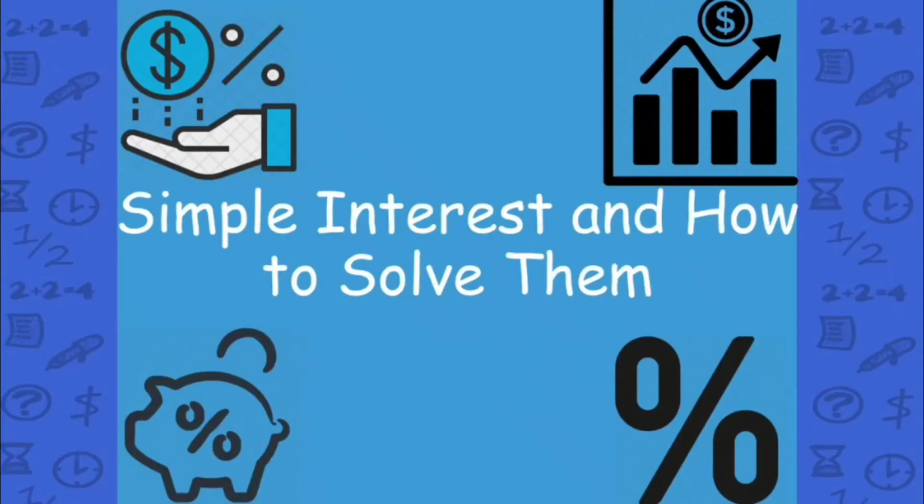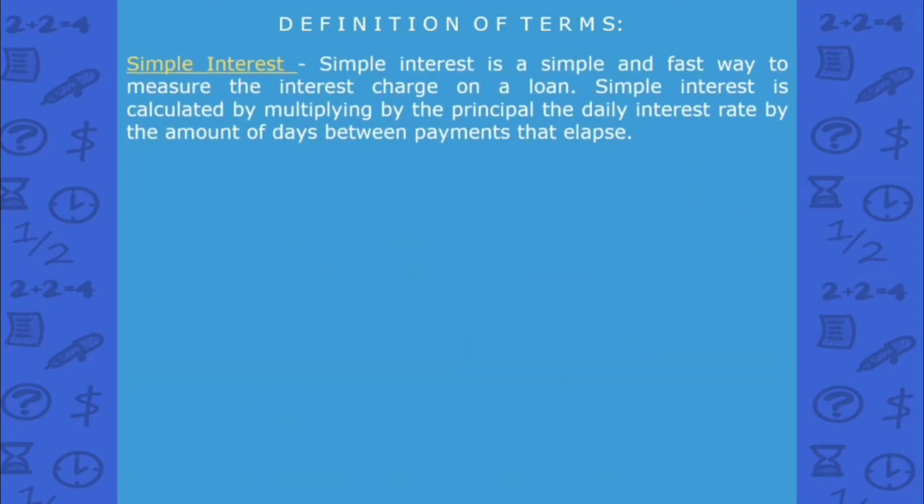Today we will be talking about simple interest and how to solve them. So, before we get to the calculations and such, we have to get to know the terms. First, simple interest is a simple and fast way to measure the interest charged on a loan. It is calculated by multiplying the principal amount, the daily interest rate, and the amount of days between payments that elapse. Next is the time or term.